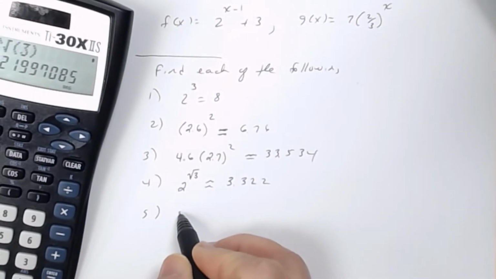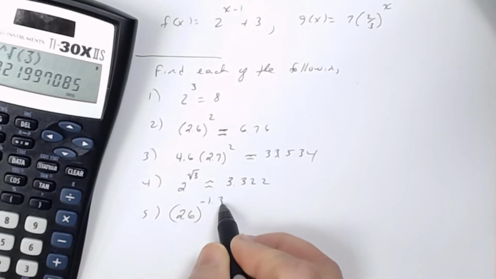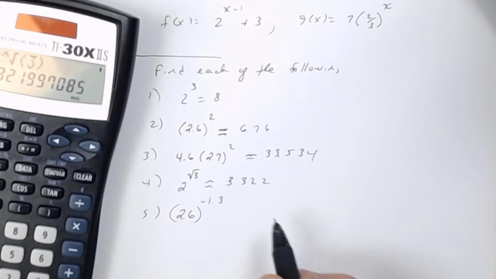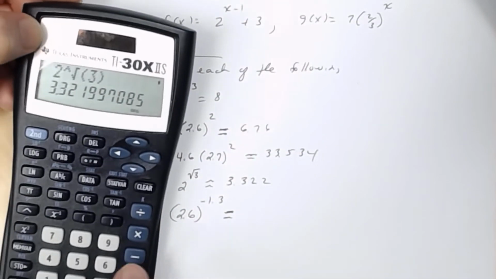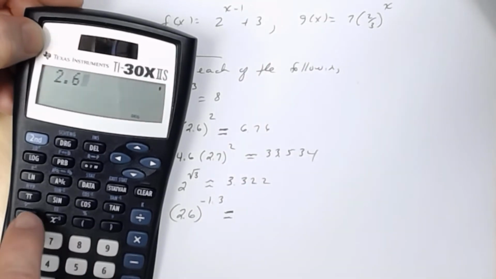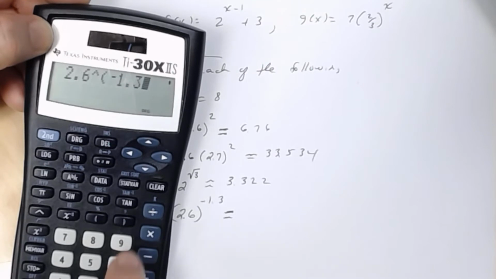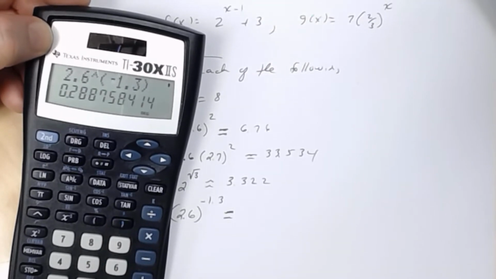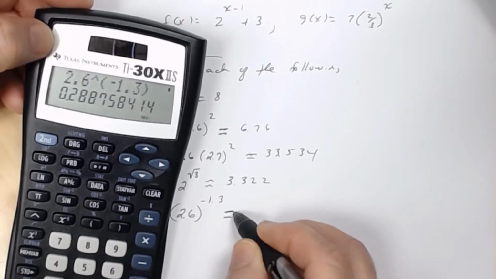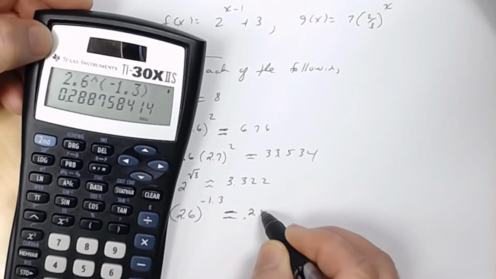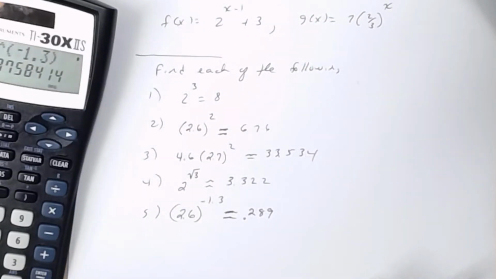Suppose I had 2.6 raised to the negative 1.3 power. All right, so again, let's see what that looks like. We're going to get 2.6 raised, in parentheses, negative 1.3, close the parentheses, press equal, and I get approximately 0.289. Okay, 0.289. Actually, that's what you got.